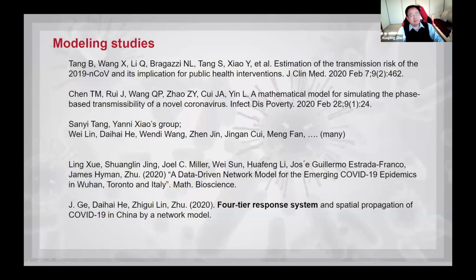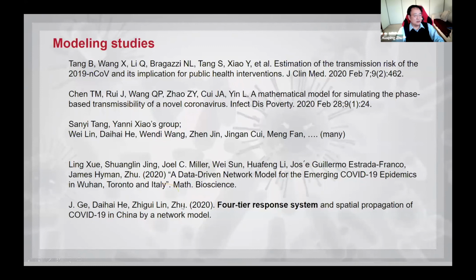I just listed the two with which we are associated. Of course, there are many others, because Wuhan is in China. A lot of Chinese colleagues, and I only listed a few, and their groups contributed a lot of modeling work to study the transmission and control. In particular, Zhang, Yi Tang, and Xiao's group generated a lot of short-term forecasting results. The last two are papers I was involved with. In fact, there are a few other papers I didn't list. These are just the latest ones.